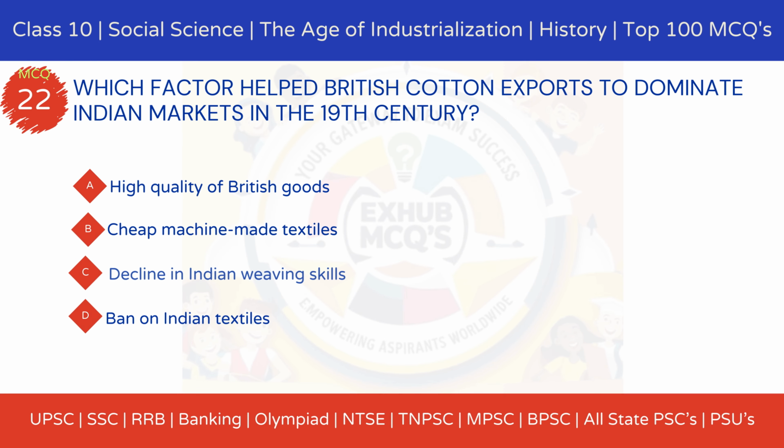MCQ 22. Which factor helped British cotton exports to dominate Indian markets in the 19th century? Option A, high quality of British goods. Option B, cheap machine-made textiles. Option C, decline in Indian weaving skills. Option D, ban on Indian textiles.